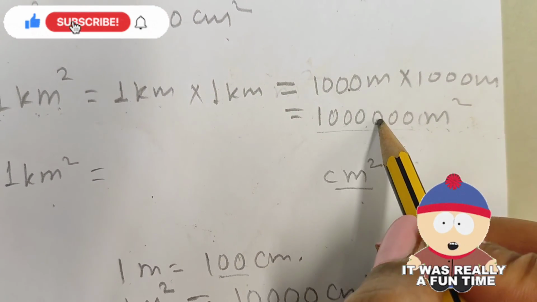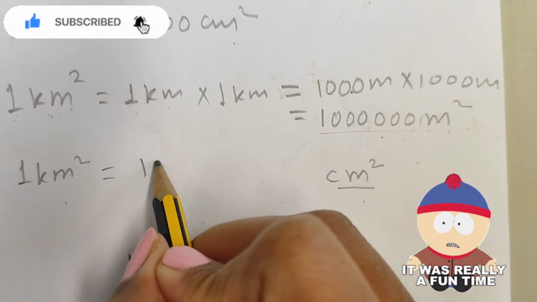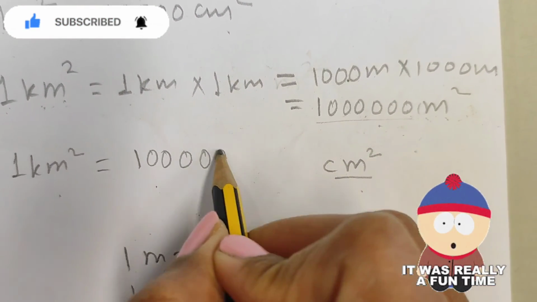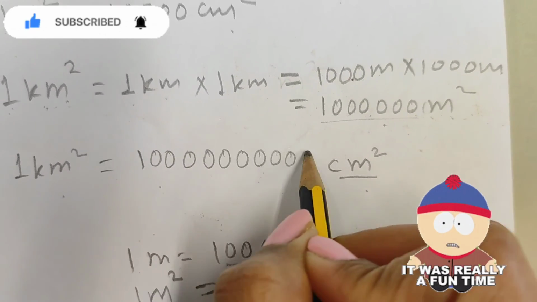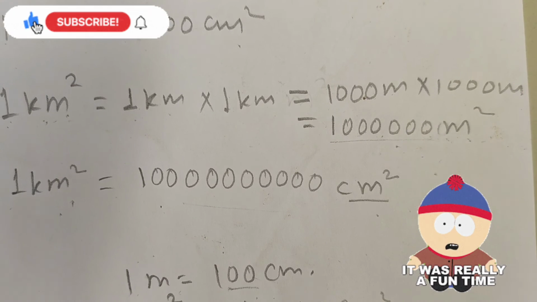So I'm just going to count how many zeros I'm going to add. 1 2 3 4 5 6 7 8 9 10. So 1 kilometer squared is these many centimeters squared.